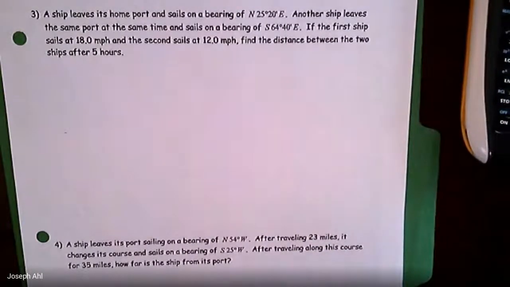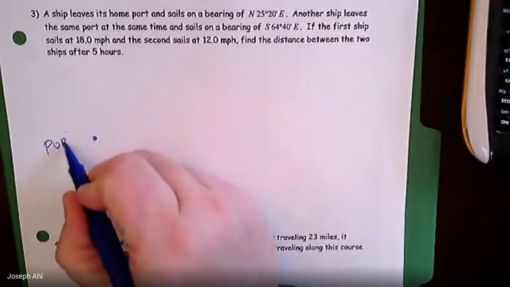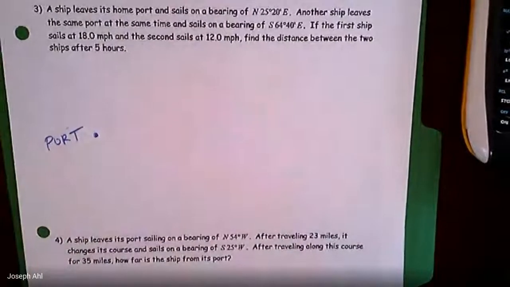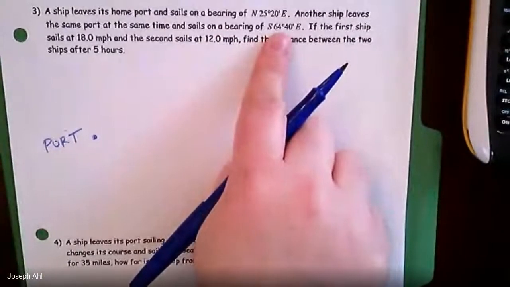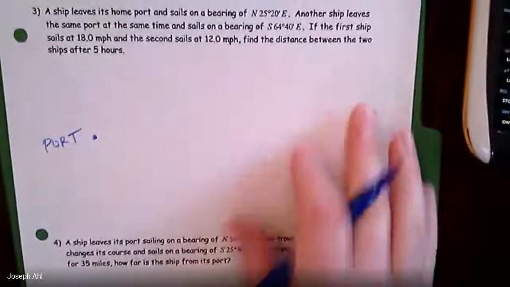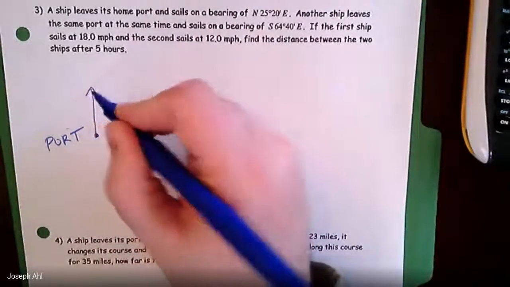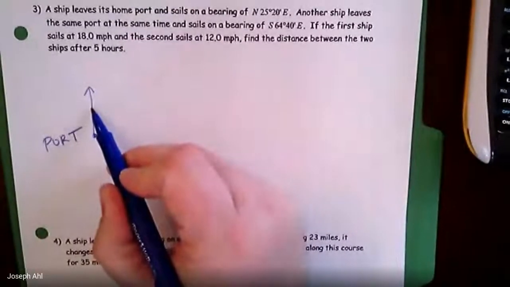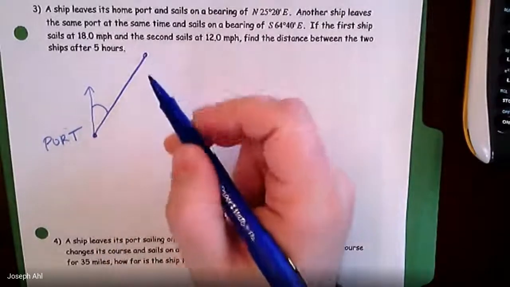Okay. So these two ships are leaving the same port. Here's the port. And again, the reason why I'm putting the port on the left is because both of these are going to be headed east at a certain point. So east on your page should be going to the right. Okay, first ship, north 25 degrees, 20 minutes east. So here's north, 25 degrees, 20 minutes, not a very large bearing. Might look something like that.